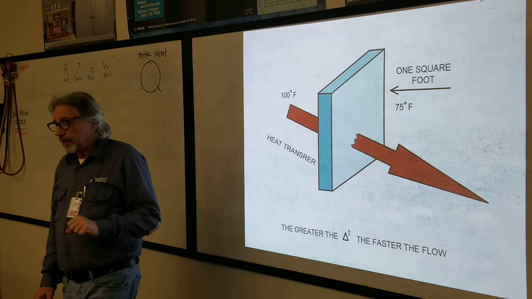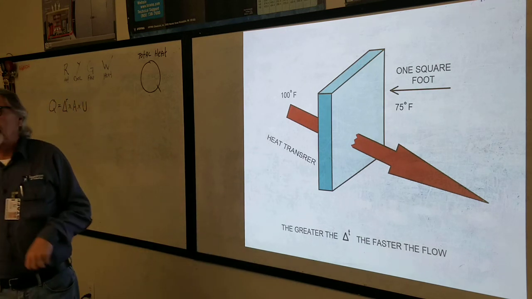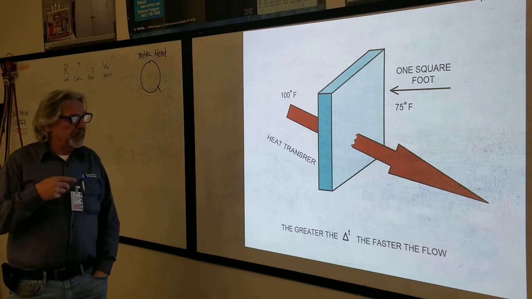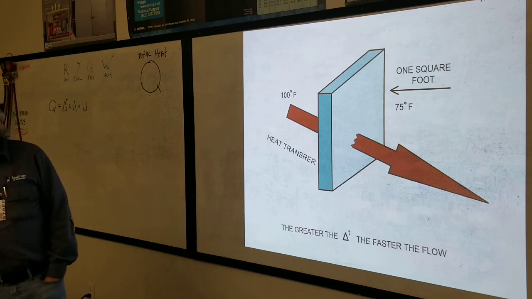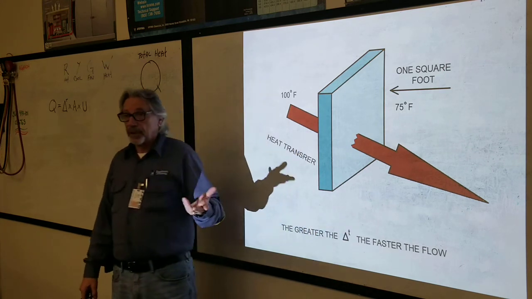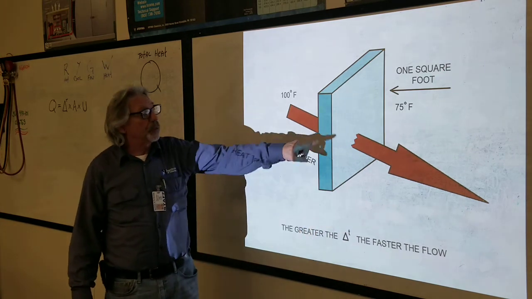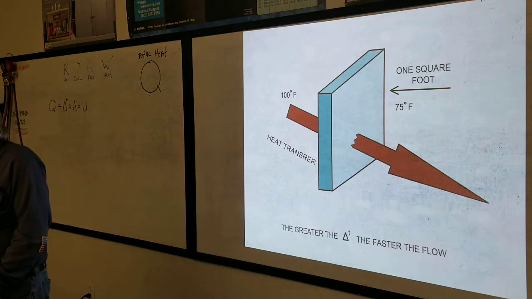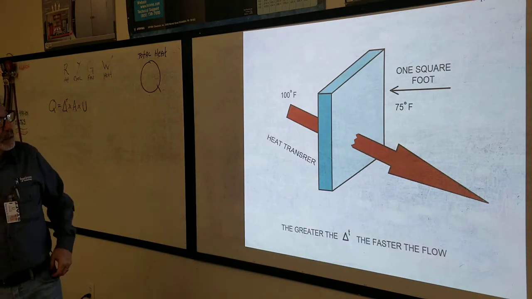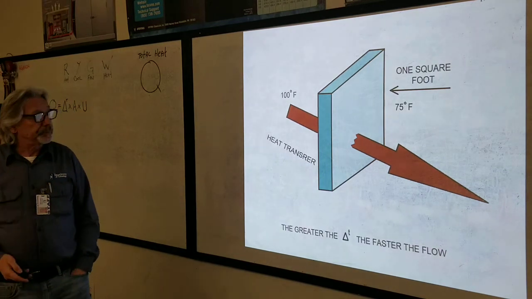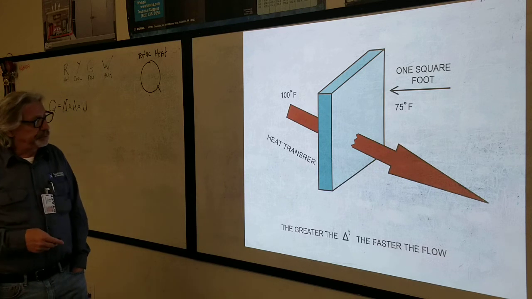The delta is just the fourth letter of the Greek alphabet, and it just means difference. So the delta means difference and the T means temperature. So the difference in temperature is 25 degrees. Okay? We'll use that term a lot in the trade. It talks about delta T a lot, especially in the book.